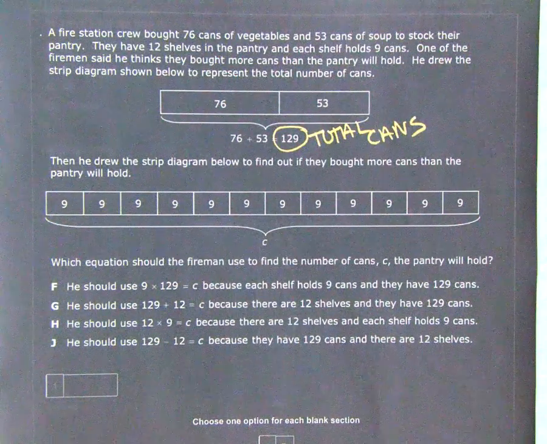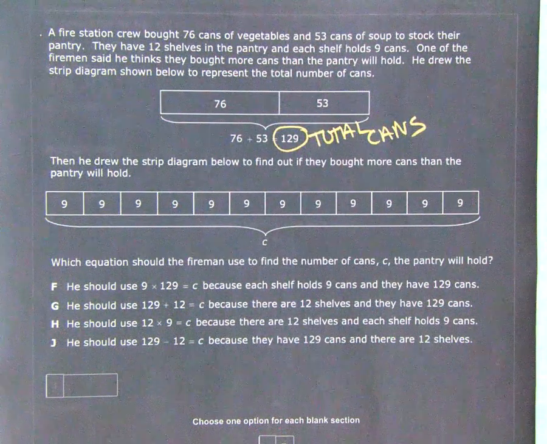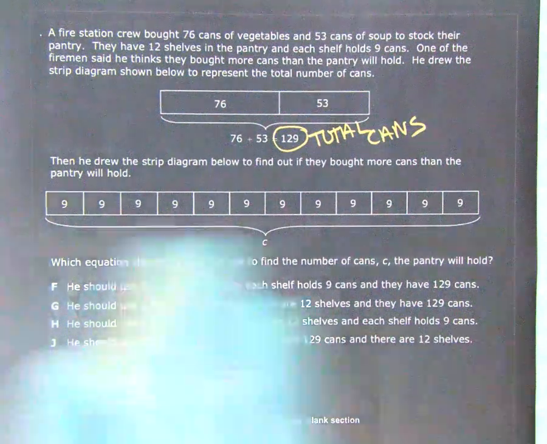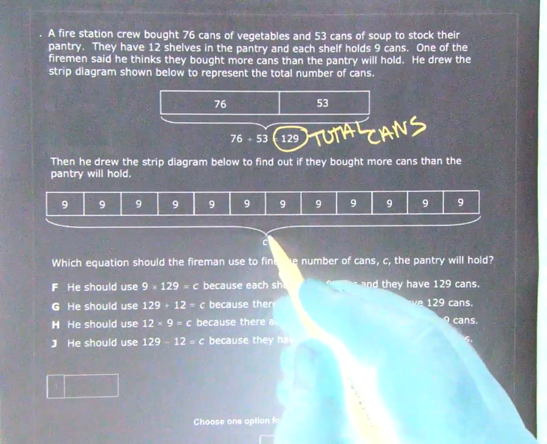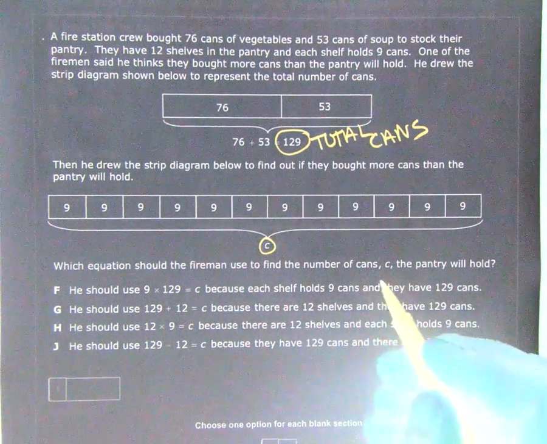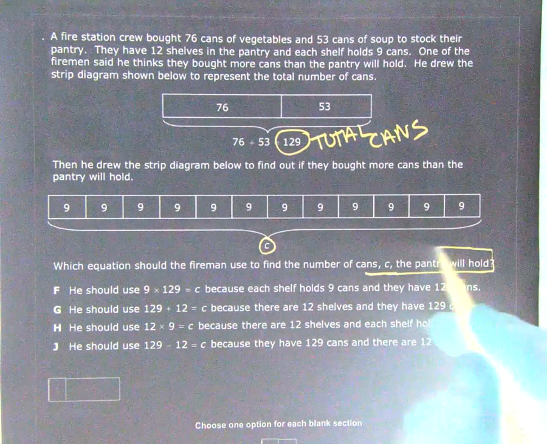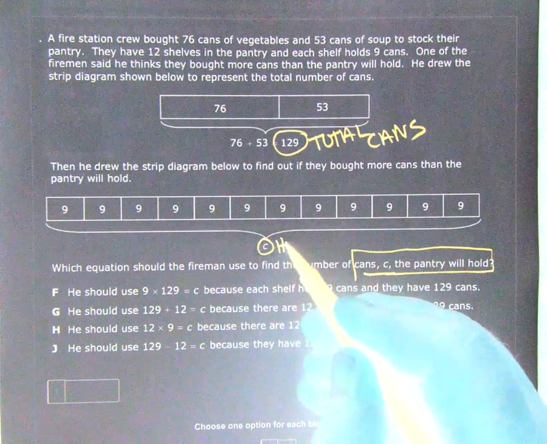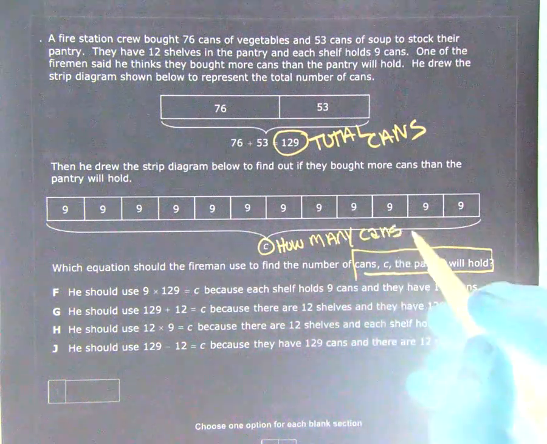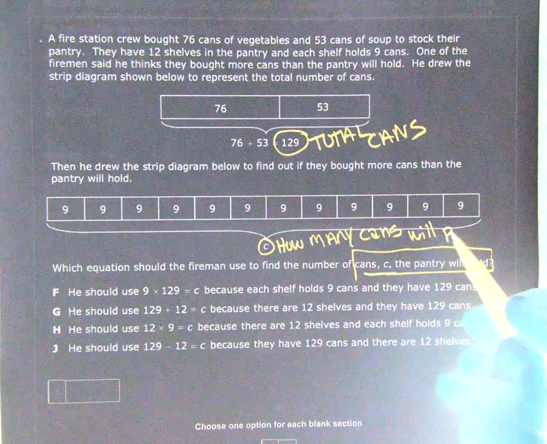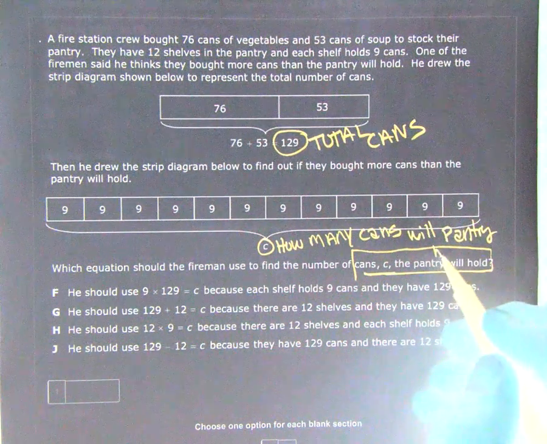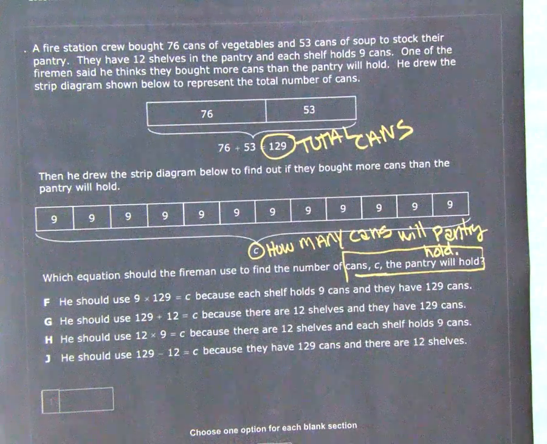Then he drew the strip diagram below to find out if they bought more cans than the pantry will hold. And then he has all these 9s here. And then C, we've got to figure out what C means. Which equation should the fireman use to find the number of cans C the pantry will hold? Okay, so that's what C is. How many cans will the pantry hold?